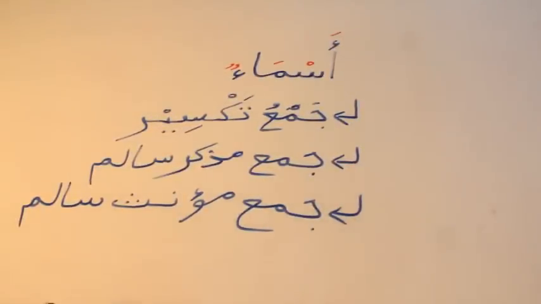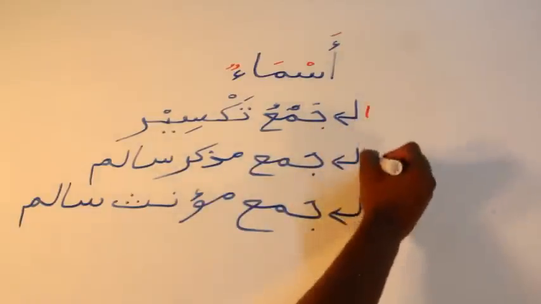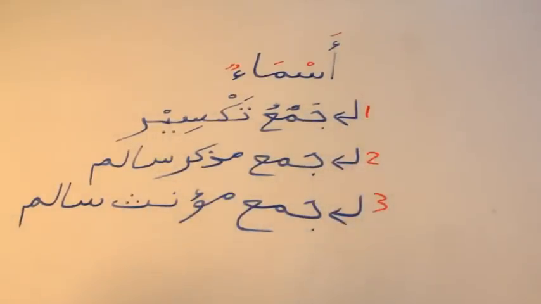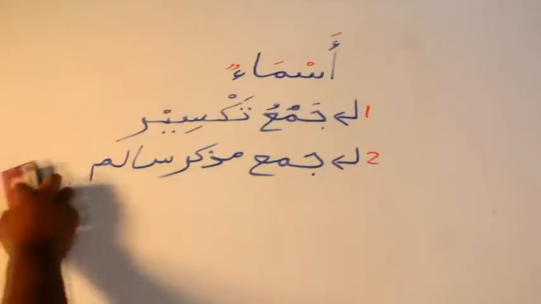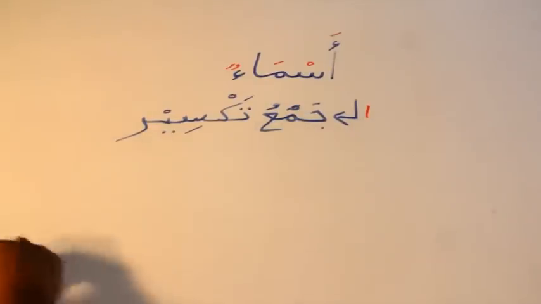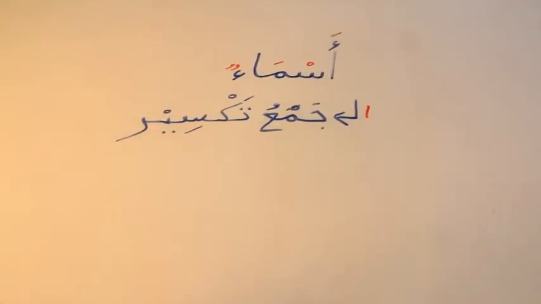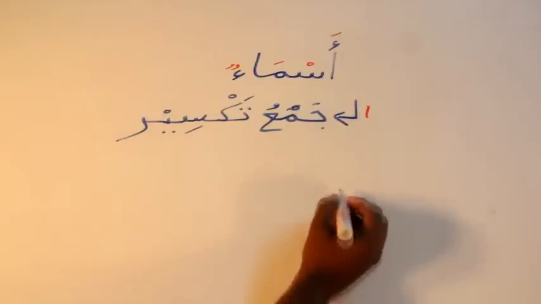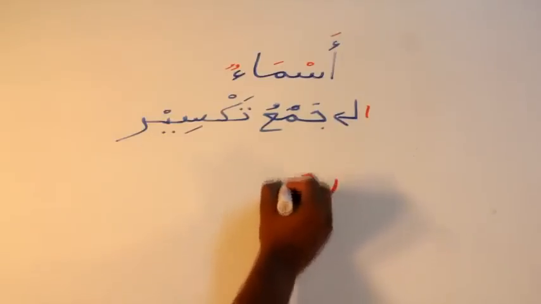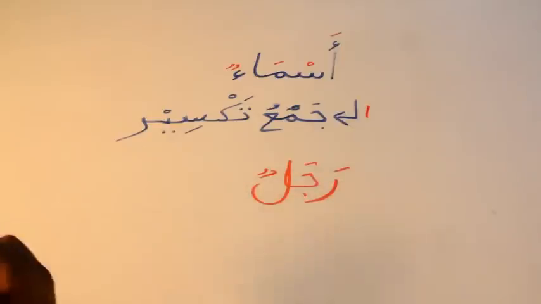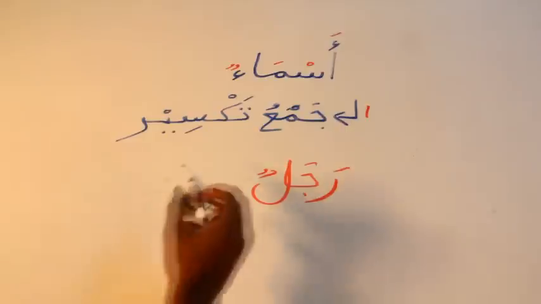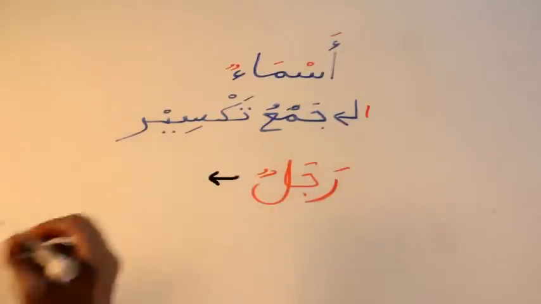And we'll look at number 1 first. Jam'u Taksir is basically the broken plural. So when the word is pluralized, the word is broken apart. So a common example is rajulun, which means man. So what is the plural of this word? This word, when it becomes a plural, is broken apart. And you'll see what I mean.